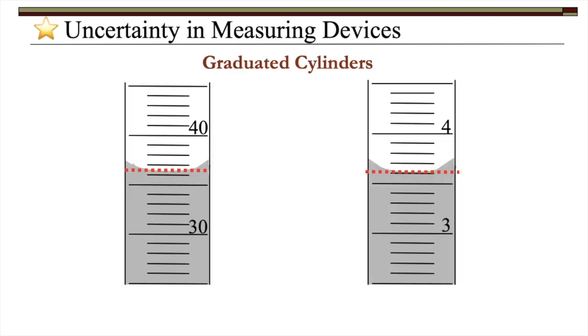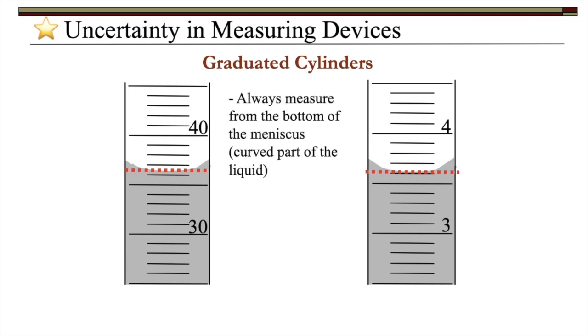Let's look at some more examples of identifying uncertainty and making measurements to the correct number of digits. So here we've got some graduated cylinders. One thing to keep in mind with graduated cylinders is you always want to measure from the bottom of what we call the meniscus, or the curved part of the liquid. So you can see we've drawn in some dotted lines to mark where the bottom of that curve is. That's where you want to measure from. You never want to measure from up here. That's not going to be an accurate measurement.